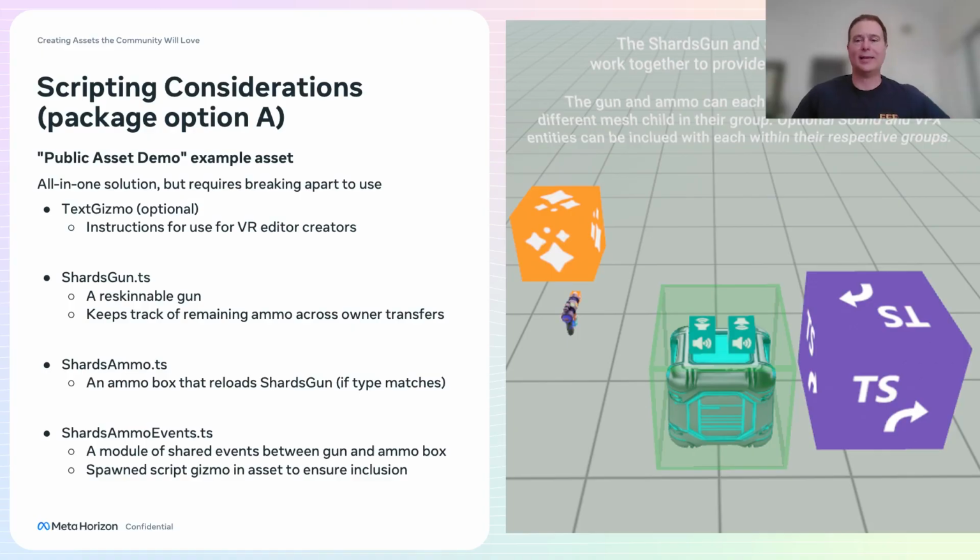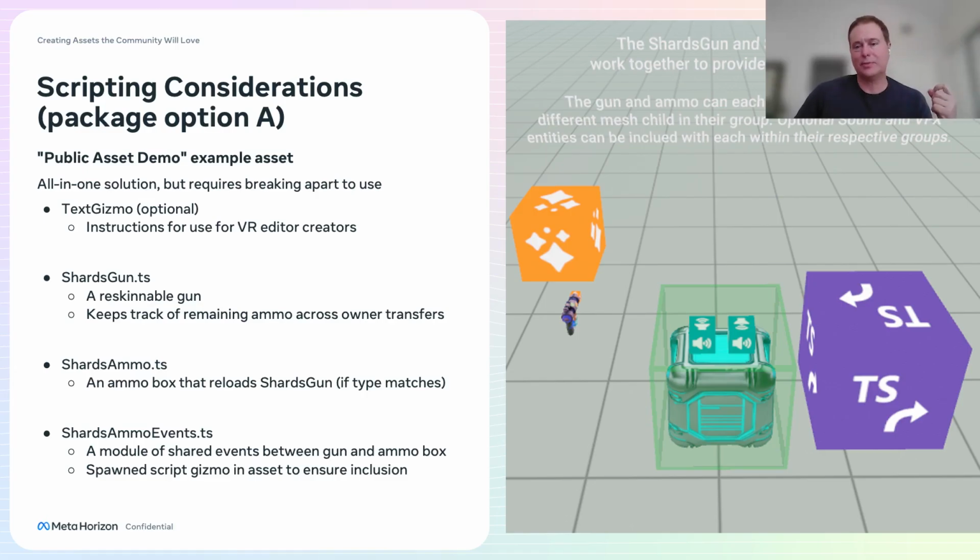One way you can publish it is to group all the parts together and put it into one asset. This is an all-in-one solution, it's everything you need, but it probably requires people to break it apart to use it. So in this case, I have a gun and an ammo box. I included a text gizmo inside the asset that talks about what the gun and the ammo box do. So if you're in VR and you pull it out, you're like, okay, I see there's some stuff here and I'm going to have to look into these further. So this has a text gizmo up here. There's a script for the gun, which is a reskinnable gun and keeps track of ammo across transfers.